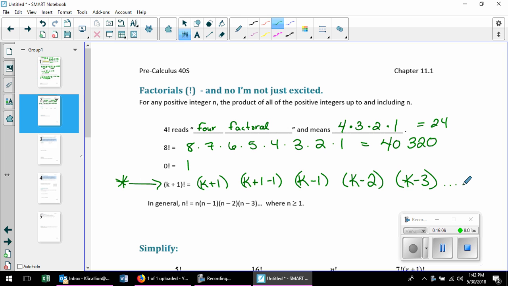And we can say that this goes on forever. You guys know how to use ellipses in math, right? How many dots? 3.